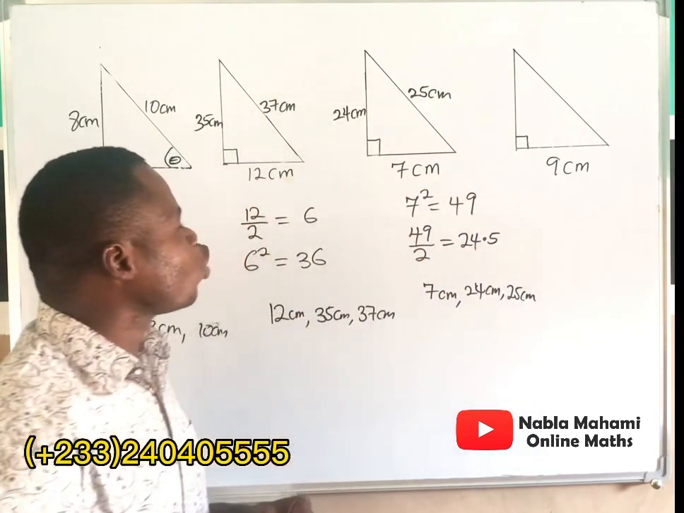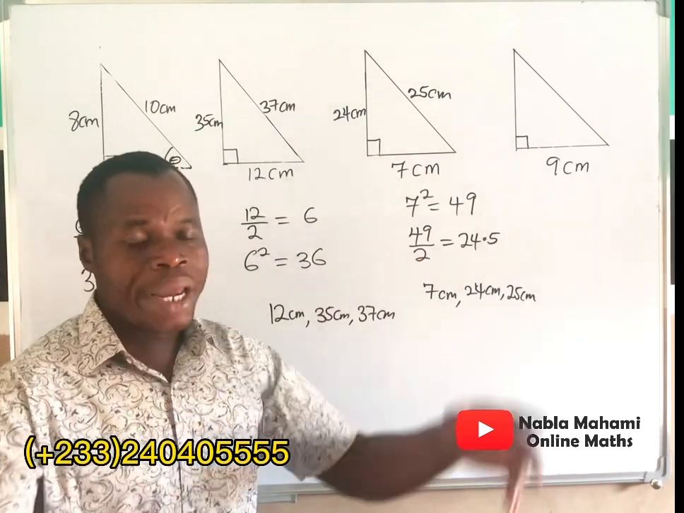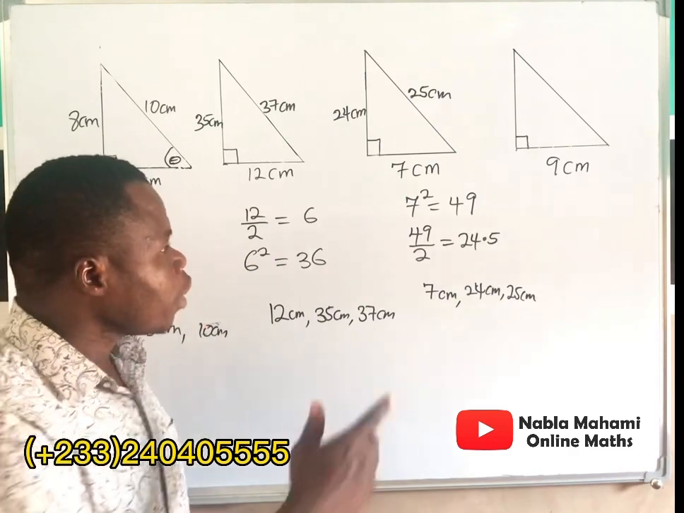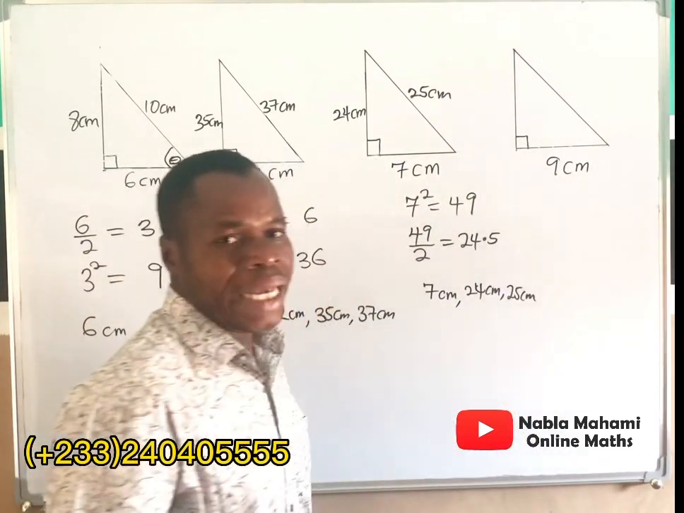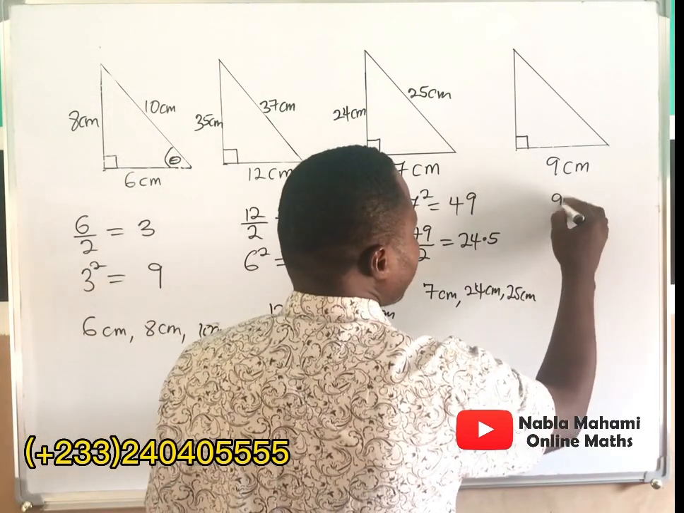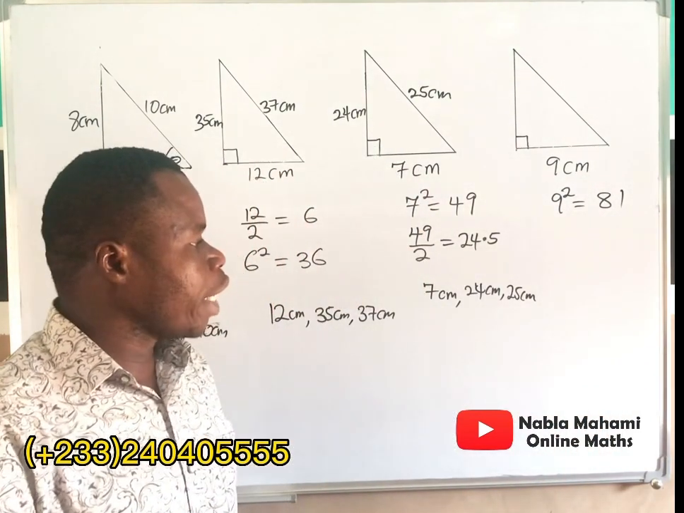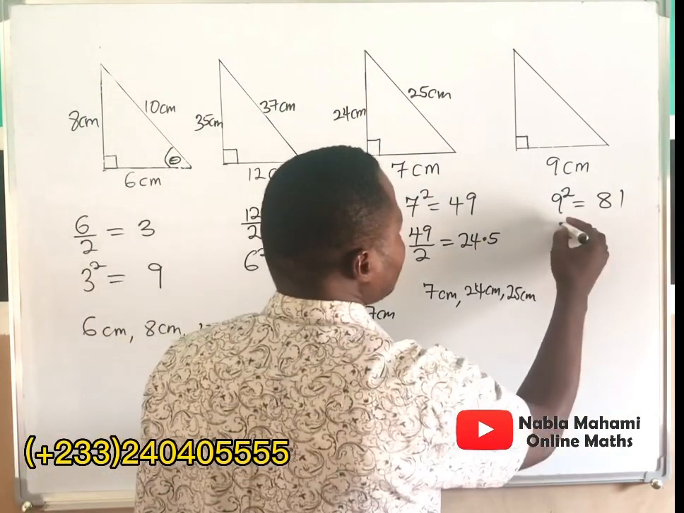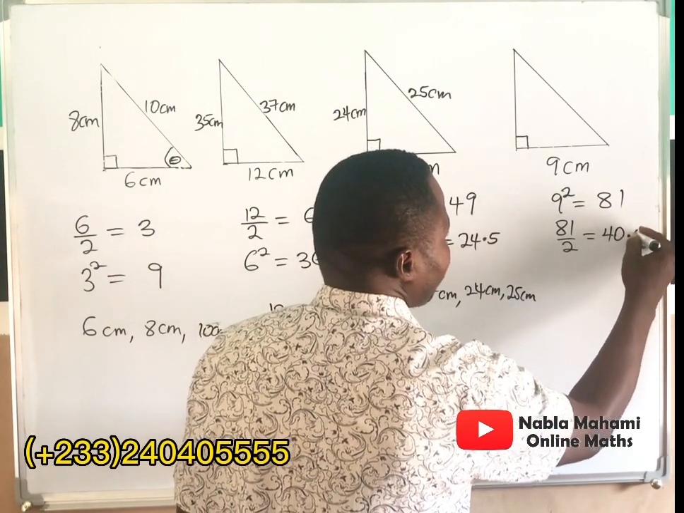And you can see that if you square 24 and square 7, add them together, it will be equal to when you square 25. Now, the last diagram, we have the side to be 9 centimeters. So the 9 centimeters, it is odd. So what I'll do is I'll take the 9 and square it. And 9 square will give me 81. After this, I will now take the 81 and divide by 2. So 81 over 2 will give me 40.5.